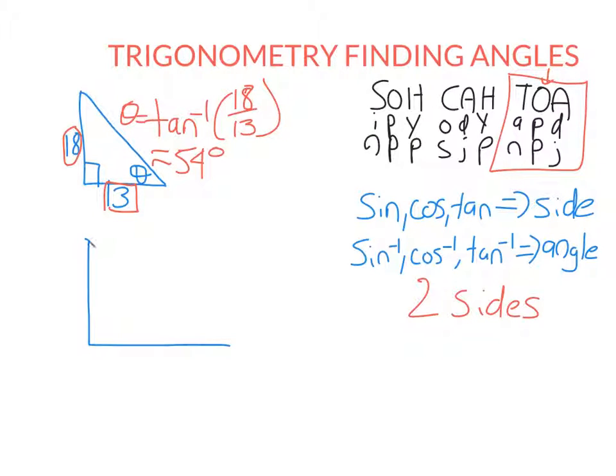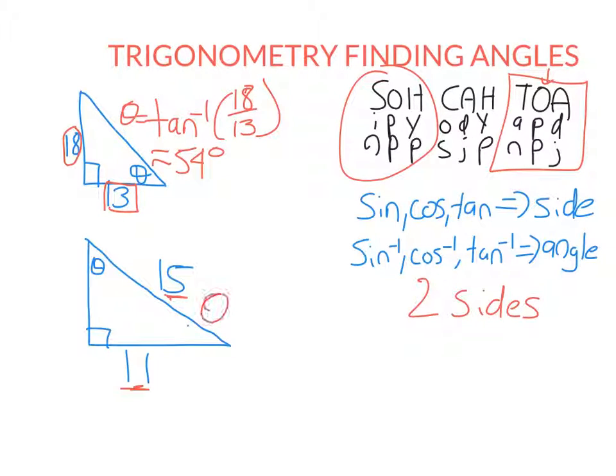So let's say now I have this angle here, and let's say these sides are 11 and 15. So again, which ratio am I going to use? Well, I have the hypotenuse and opposite. That one is, of course, sine. So theta will be not sine, but sine inverse.